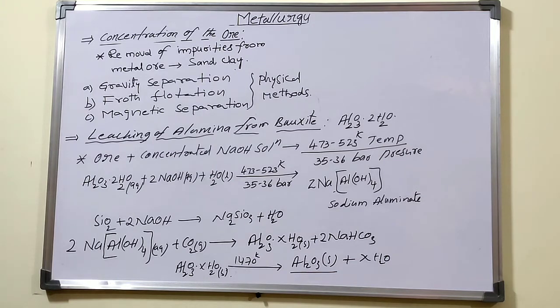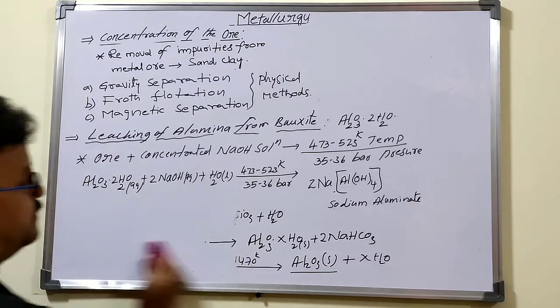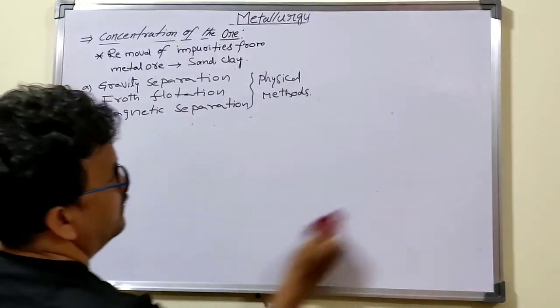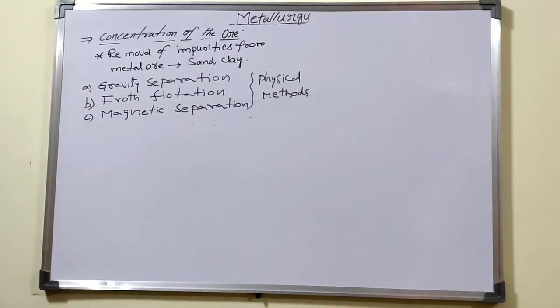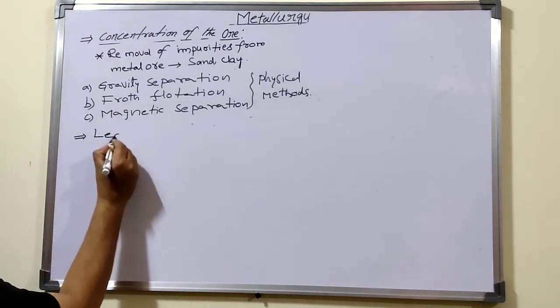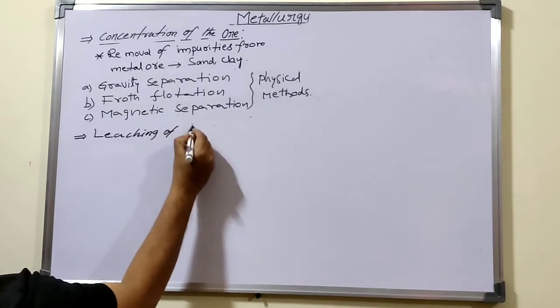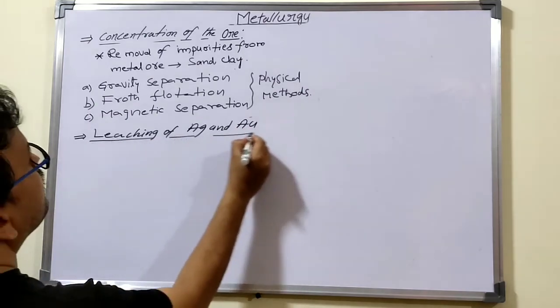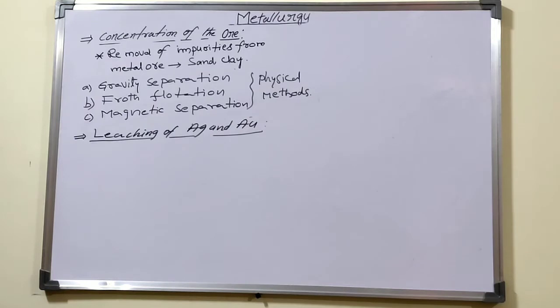This is the leaching process, especially leaching of bauxite to get alumina. In a similar manner, we can leach silver and gold also. Leaching of silver and gold.